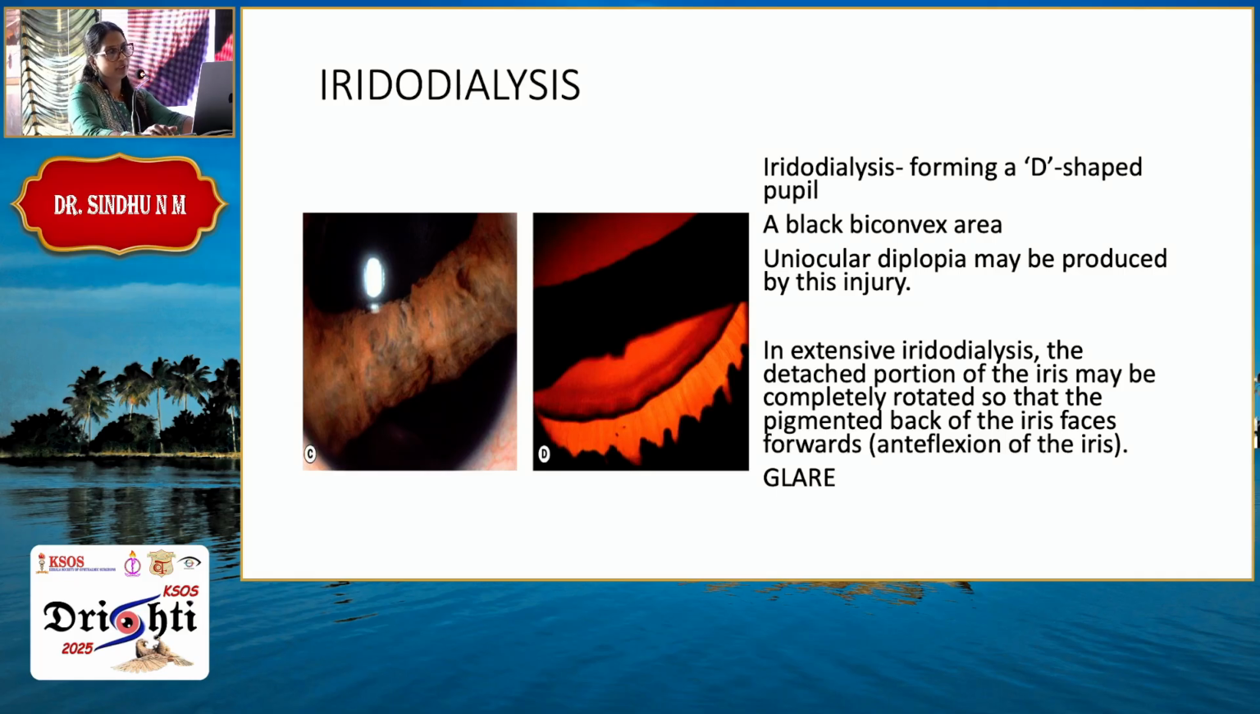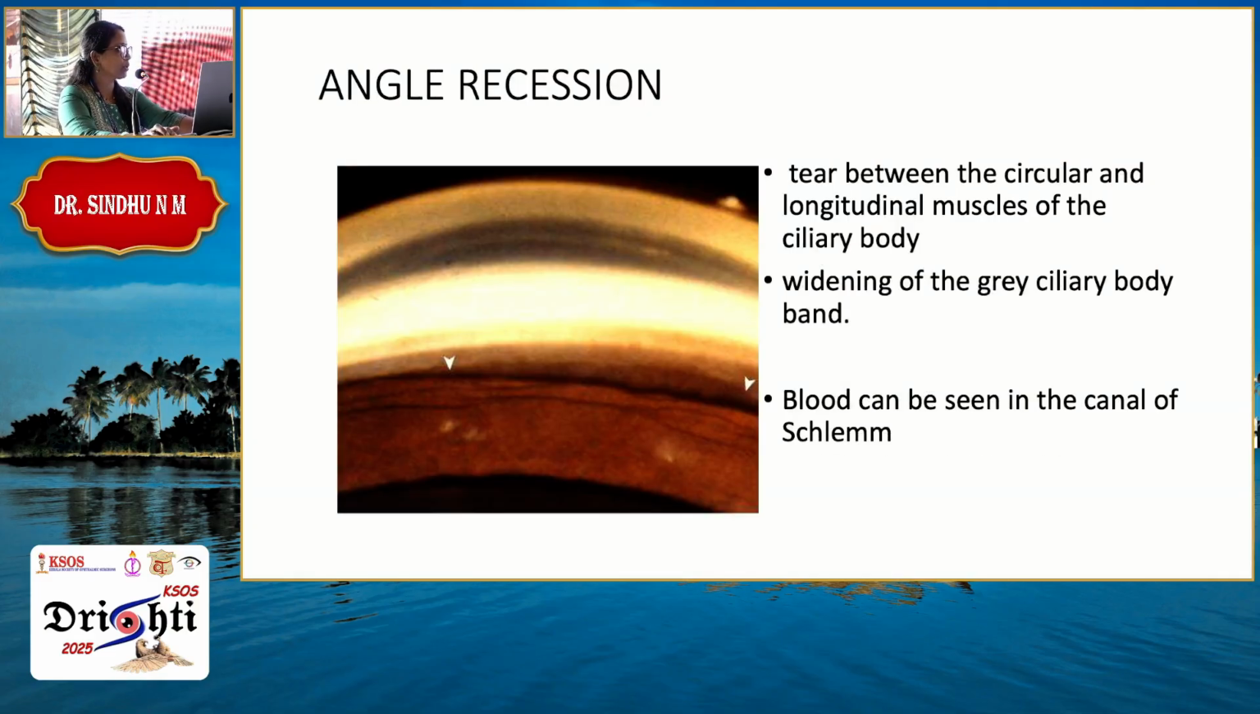Uniocular diplopia will be present if there is damage in the inferior, nasal or temporal areas, and glare is the most common problem with iridodialysis. Angle recession is a tear between the circular and longitudinal muscles of the ciliary body. On gonioscopic examination, you will get a widening of the gray ciliary body band. Sometimes blood can also be seen in the canal of Schlemm.